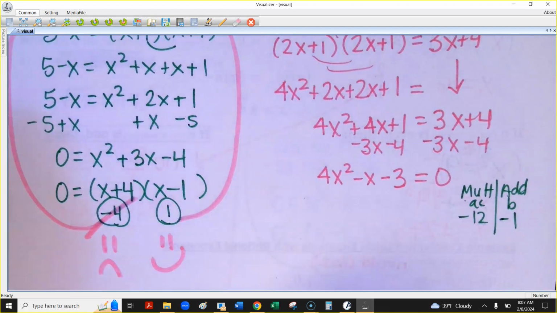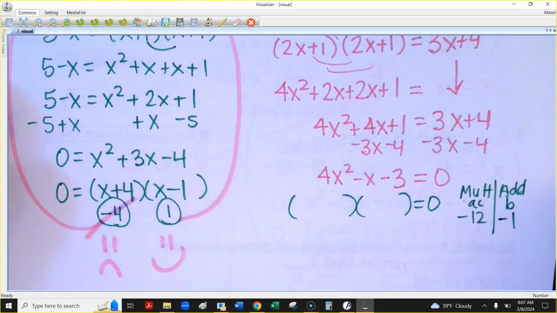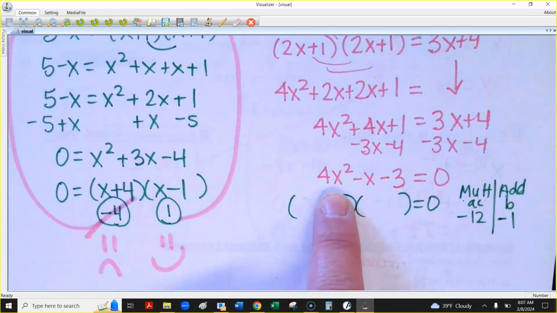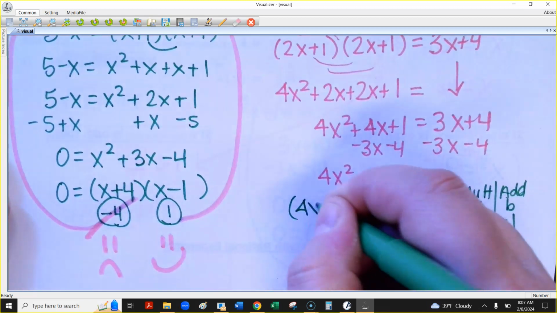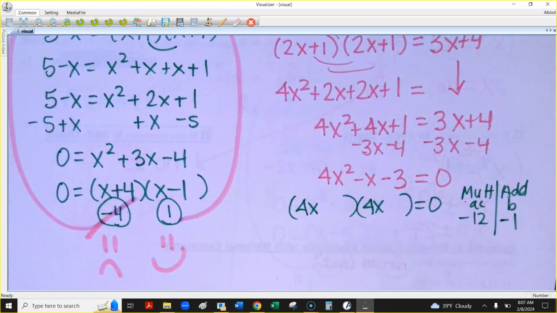Now, if you remember, the little trick to this method, you just start both of the factors with that first term, but drop the squared. So I'm going to start both of these with 4x. This will not be the answer. This is the fastest way I have ever learned to get you there, though. Can you guys think of the two numbers, if you multiply them, you get negative 12, they'd add to get you negative 1?